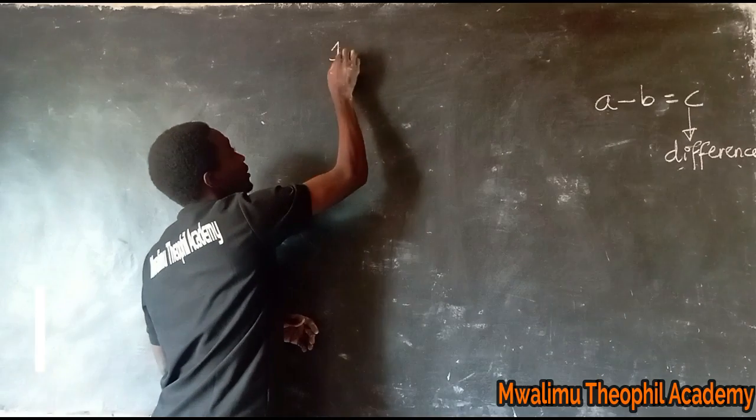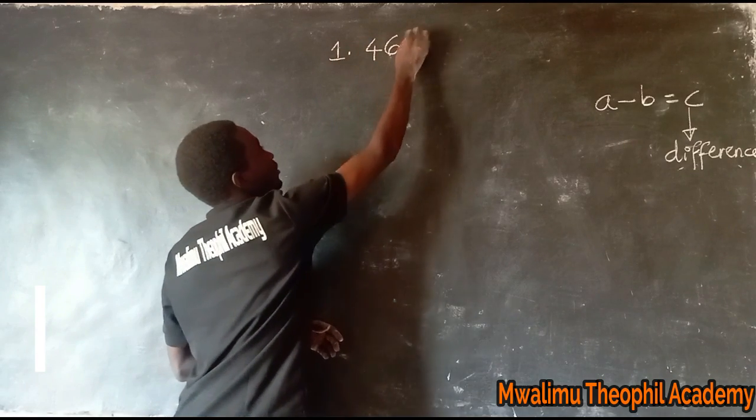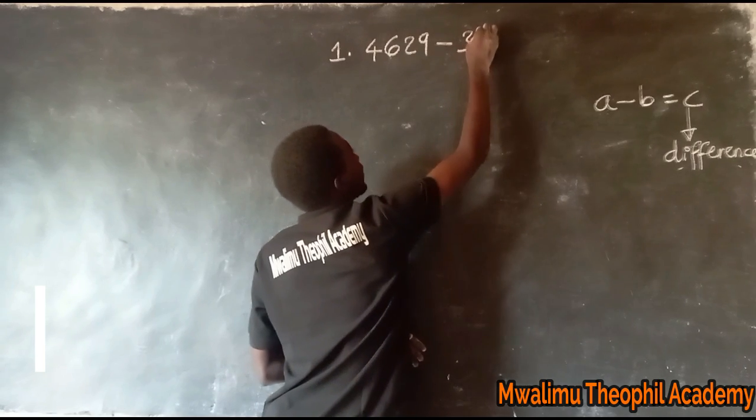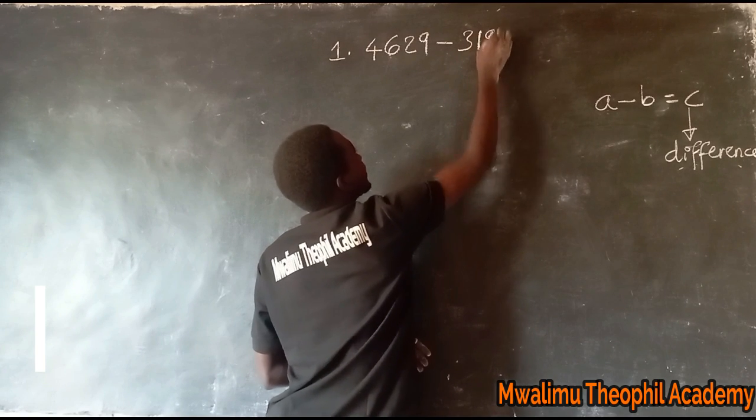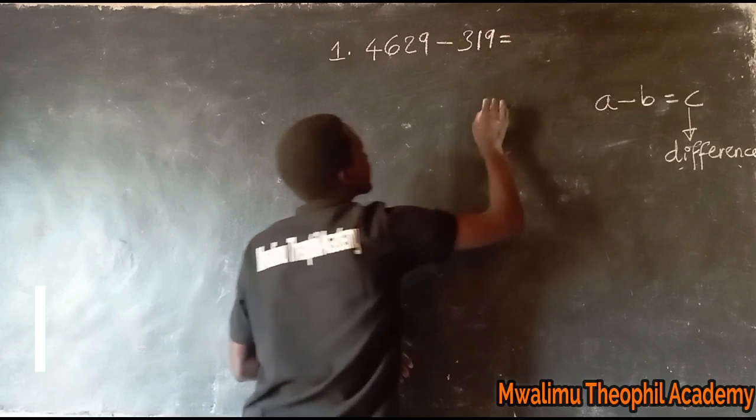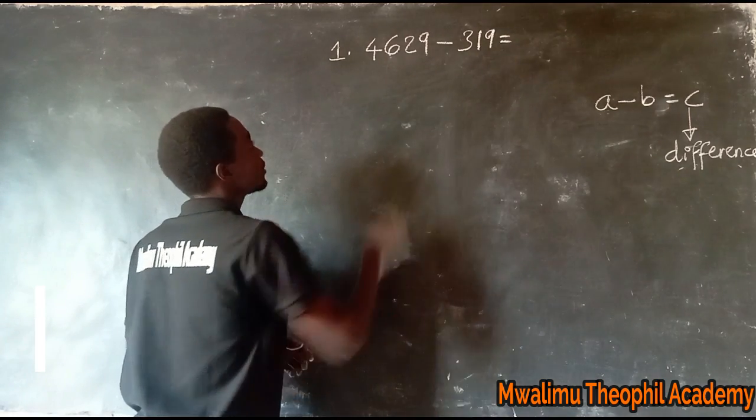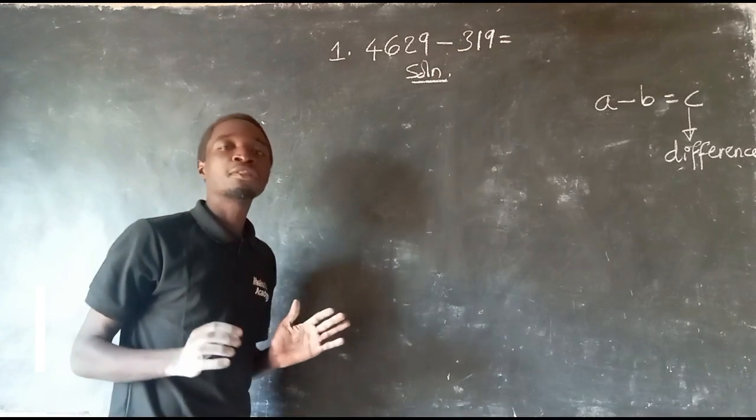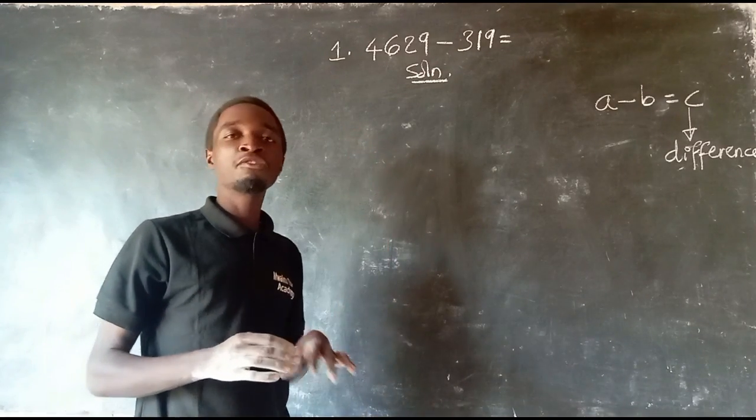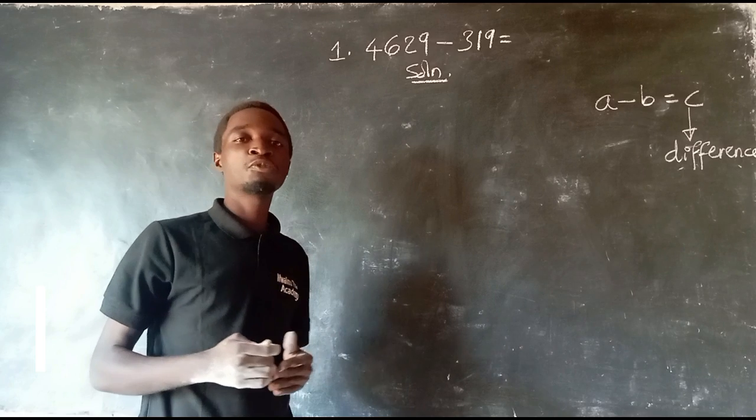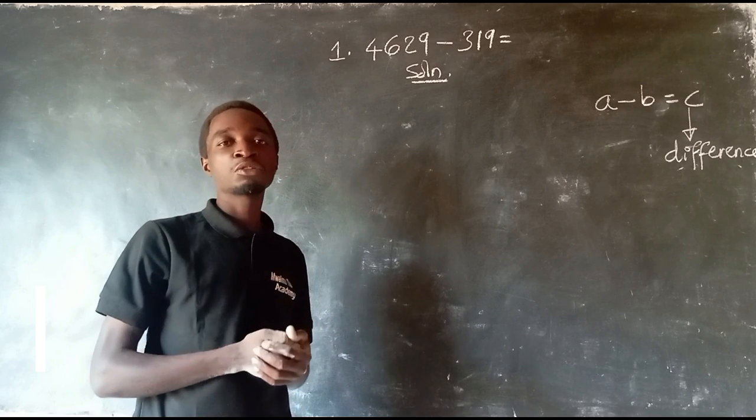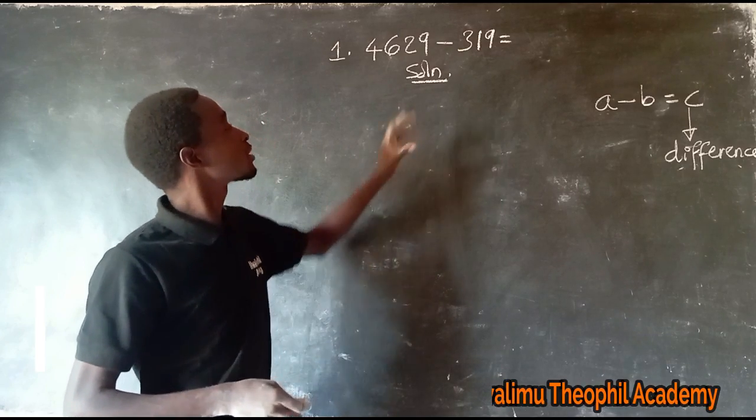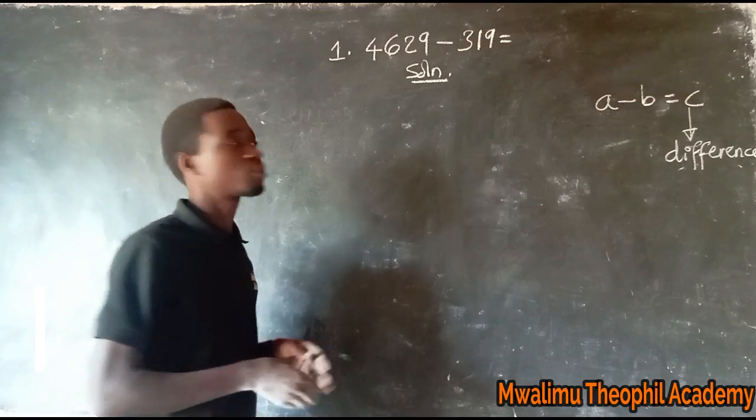Example 1. Say we have 4,629 minus 319. What answer do we get after subtracting these two numbers? Let us see the solution. First of all, you have to know that when we carry out subtraction, we have two methods: the vertical method of subtraction or the horizontal method of subtraction. Let us start one after another. I'm going to start with the horizontal method of subtraction.